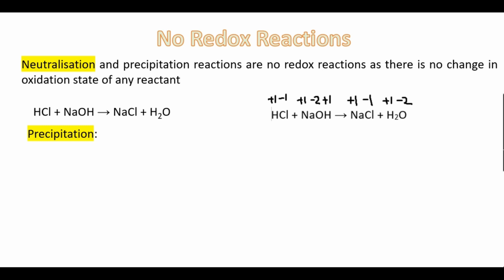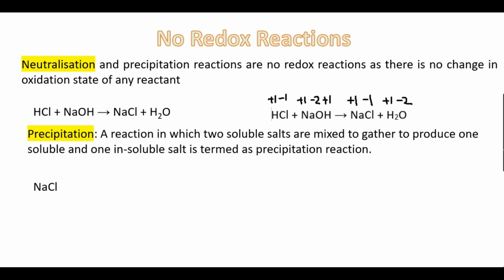Another example is precipitation. A precipitation reaction is the reaction in which soluble salts are mixed together to produce an insoluble salt. This type of reaction is called a precipitation reaction. The best example is the reaction of aqueous sodium chloride with aqueous silver nitrate. When these two react together, we get silver chloride, an insoluble salt, which produces a white precipitate.